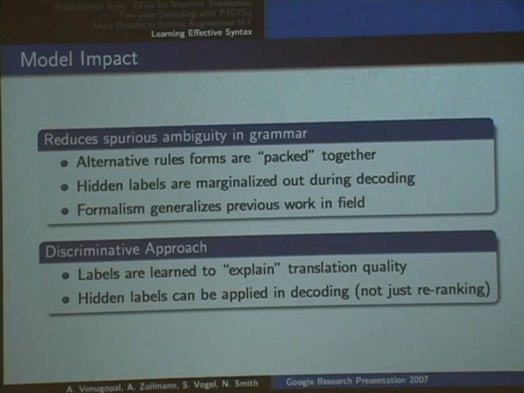The impact of this, ideally, is that it should be able to reduce spurious ambiguity in the grammar, because we actually do get to sum out all of these hidden non-terminals. That's how the model is written. This formalism generalizes the previous work in the field, which uses a single non-terminal symbol or multiple non-terminal symbols from syntax. And it's a discriminative approach. We're really trying to improve translation quality.